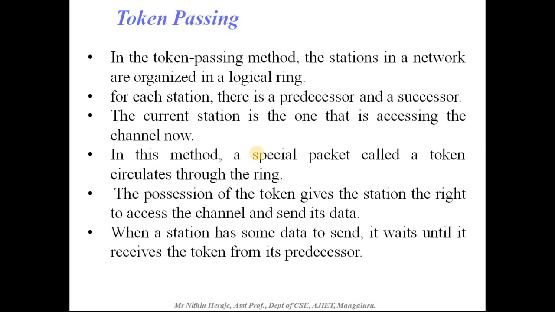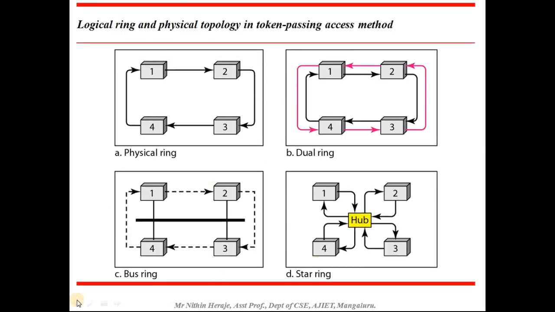So without having the token packet, a station cannot send any data in the link. Right. So this is that token passing. You can look at this. There are 4 figures here. This is the physical ring. So it's a very simple, unidirectional one.